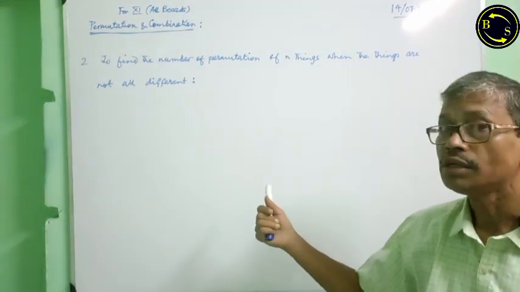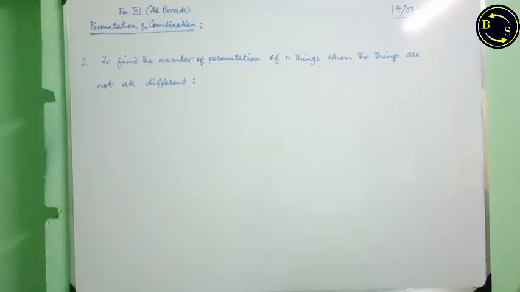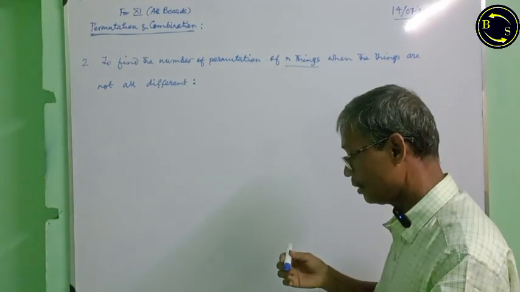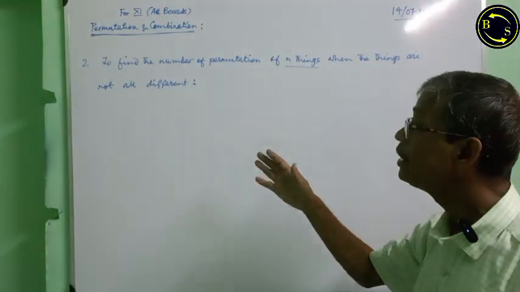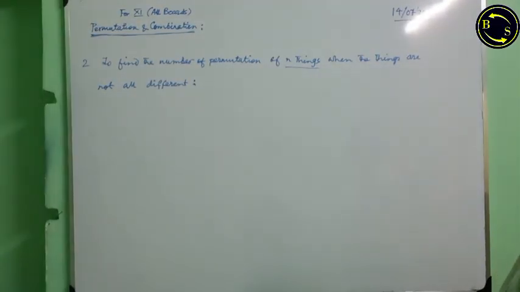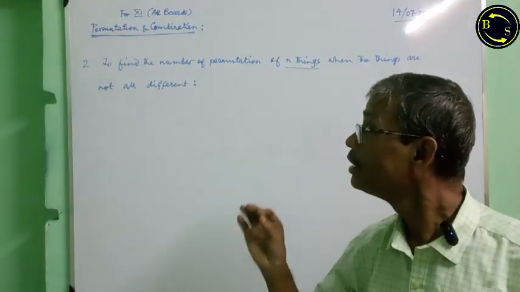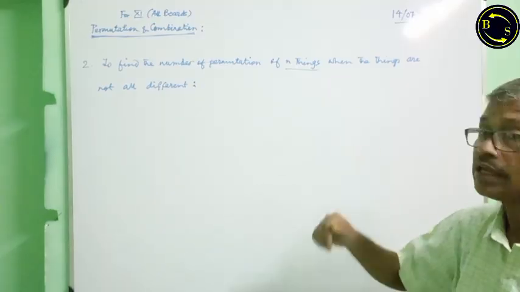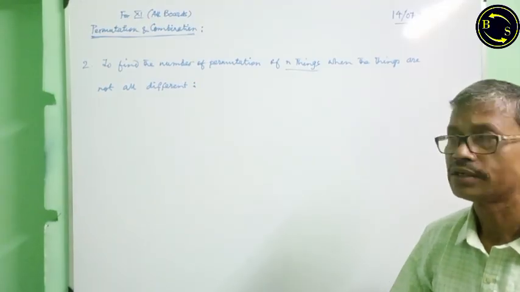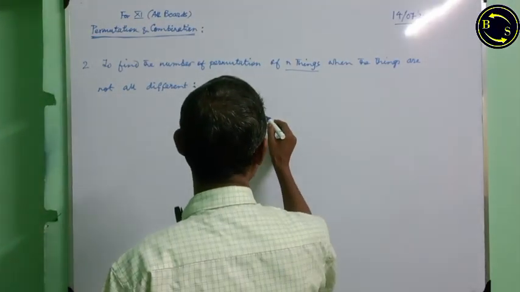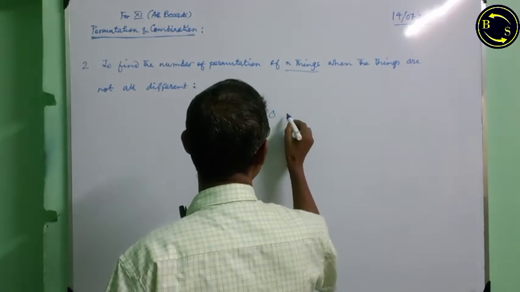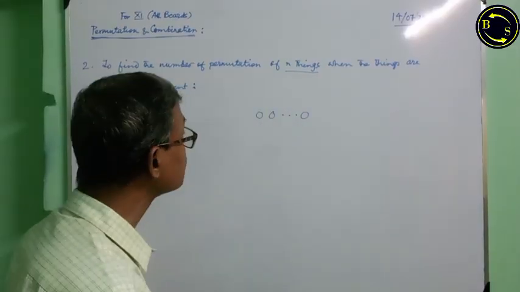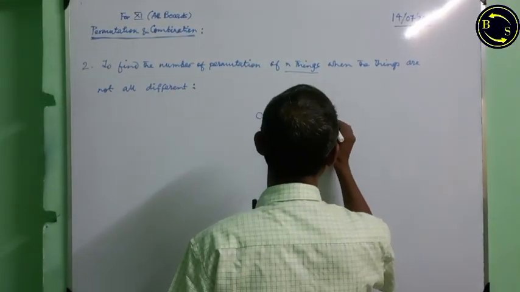Now we are going to find the number of permutations or arrangements of n things when the things are not all different. We started when n things are different from each other, but now where n things are not all different, I am going to discuss it.